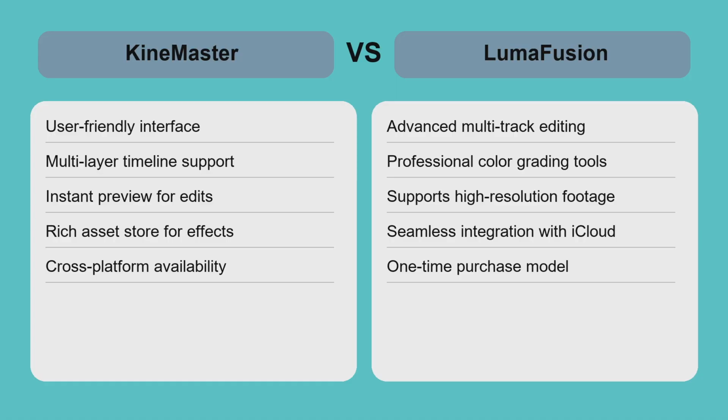For example, a YouTuber needing fast turnaround and easy effects might prefer KineMaster, while a documentary filmmaker requiring precise color correction and audio control will lean toward LumaFusion. The choice depends on your device, budget, and editing complexity.